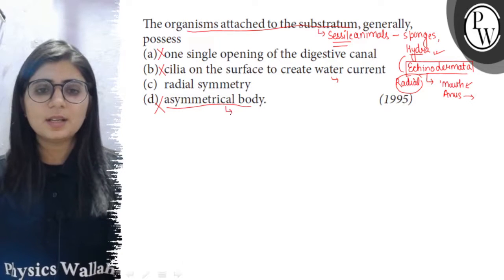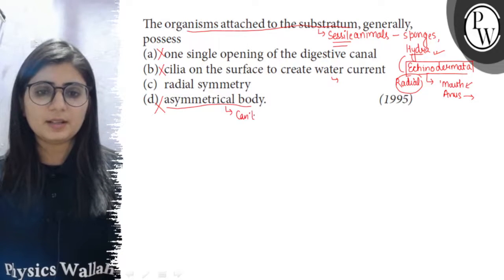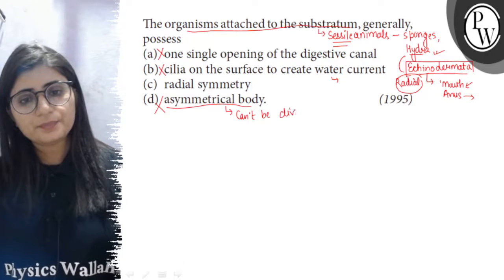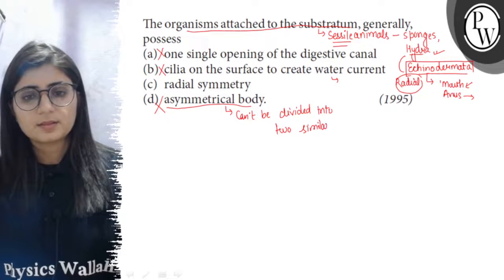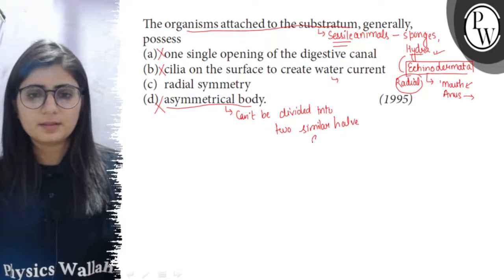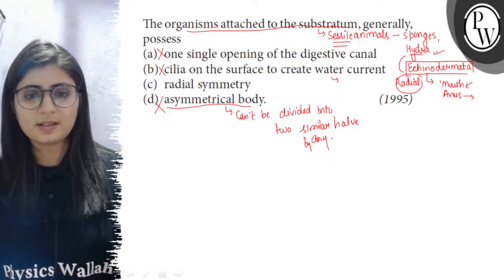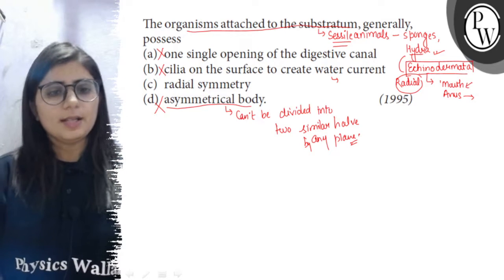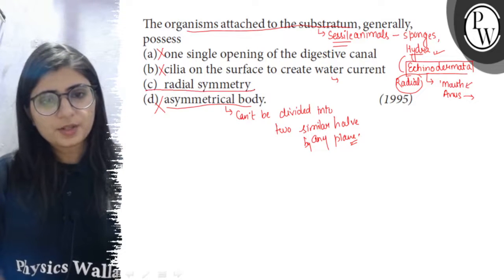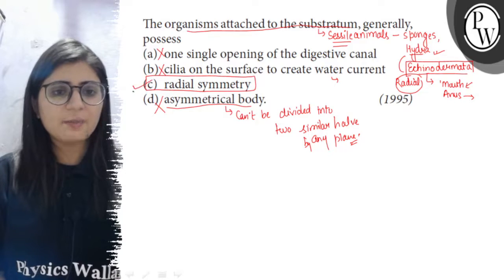Asymmetrical body means the body which can't be divided into two similar halves by any plane. Means no plane can divide the body into two exact halves. So no plane. Then the only left option is the radial symmetry. So this is very much correct.